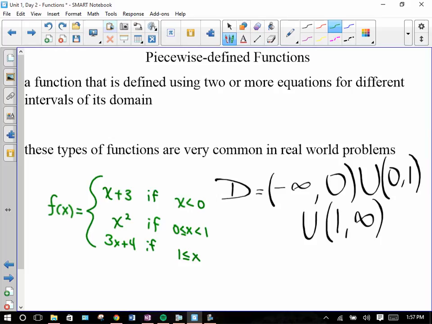So we're just saying, pretending this is the domain, this function is defined by different pieces over the different intervals of that domain. Sounds hard. It's not hard. I tell you it's not hard, that means it's not hard. It's just going to be challenging at first because it's new.